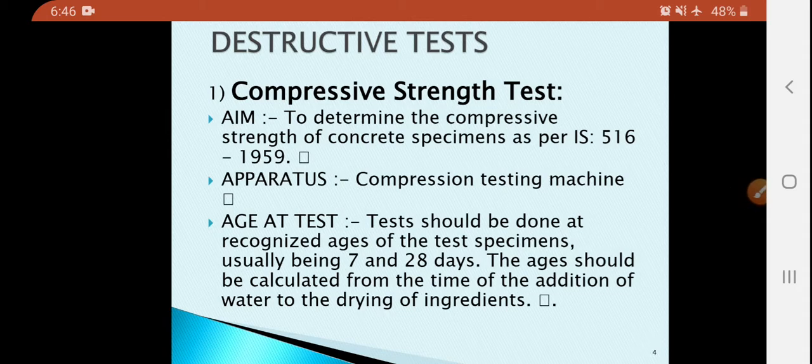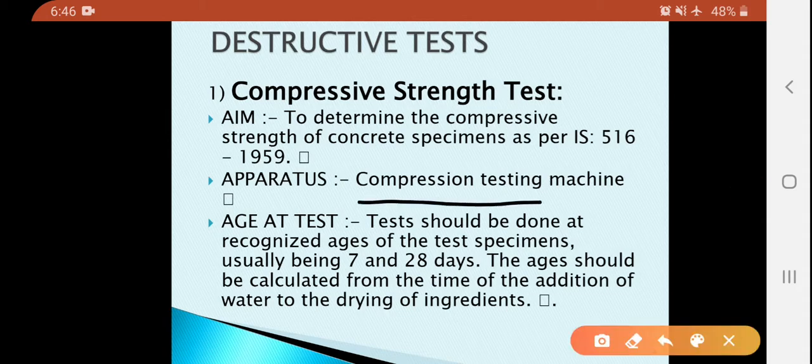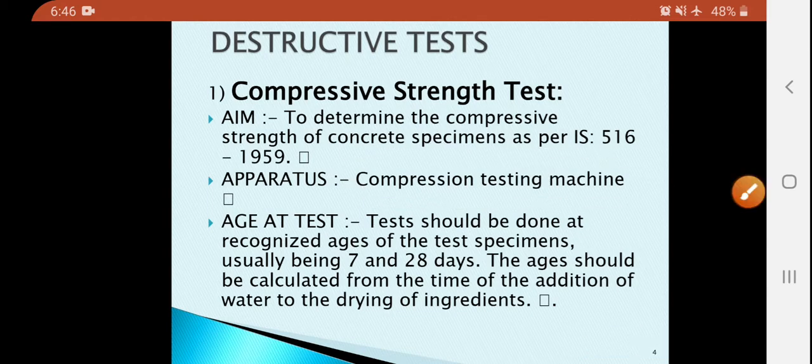Apparatus. What are the apparatus to be used? The main apparatus is the compressive testing machine. You can call it a CTM or UTM. Usually in 99% of cases they will go for the compression testing machine, that is called a CTM. Then we can see it in our college laboratory.